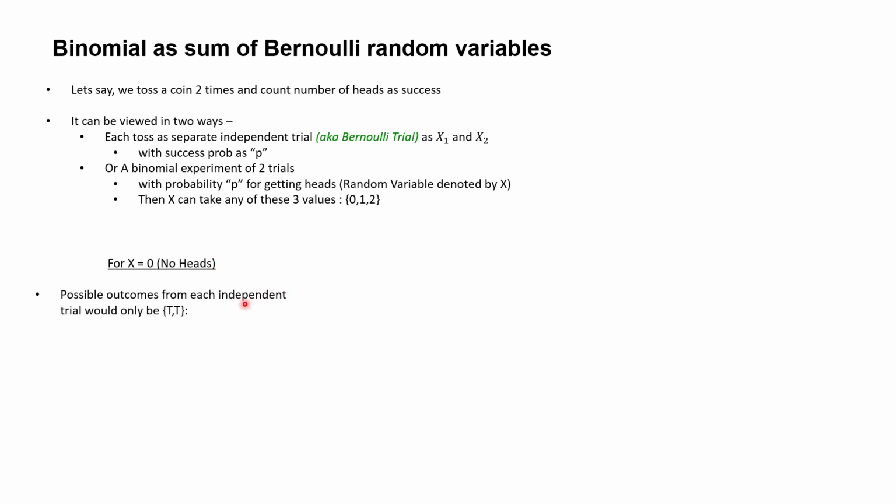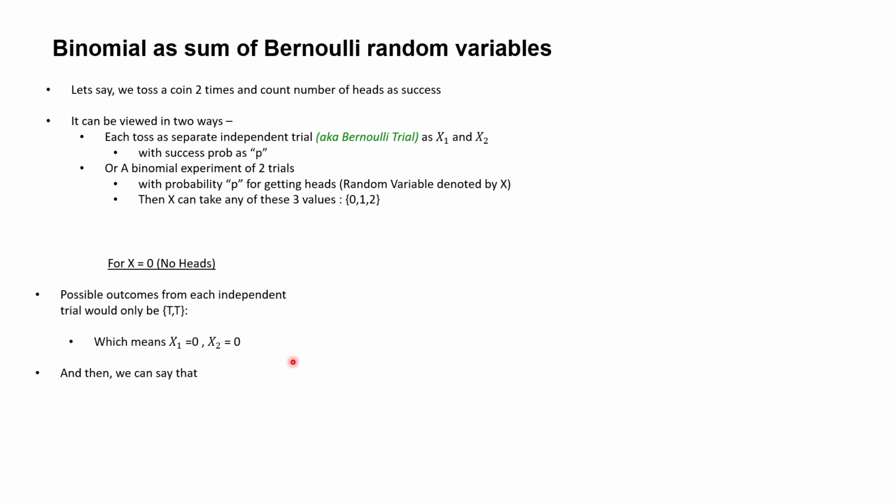If it is no head, the possible outcome from each toss or each independent trial would be first is tail, which is a failure, and the other tail is also a failure. Remember, for this experiment, head is the success criterion for us. So if x equals 0, it means the only possible outcome would be tail and tail, which means x1 should be equal to 0 and x2 equal to 0.